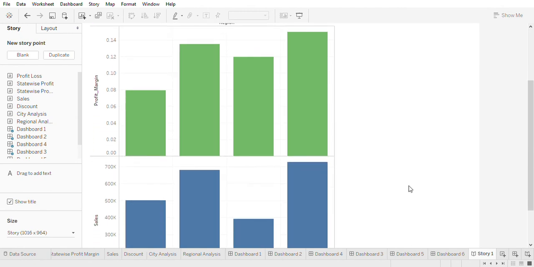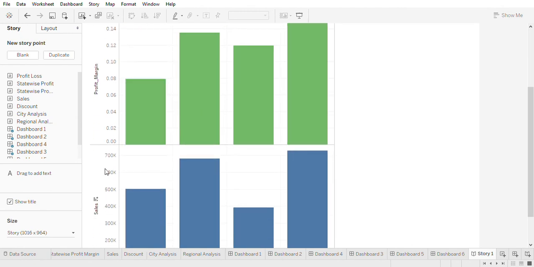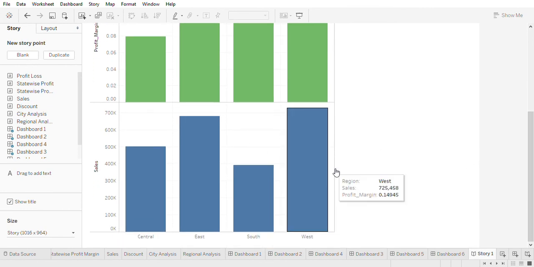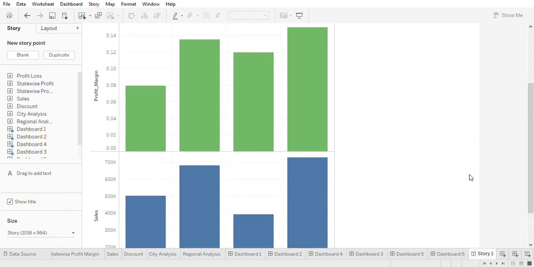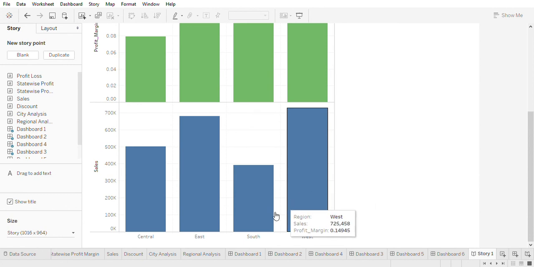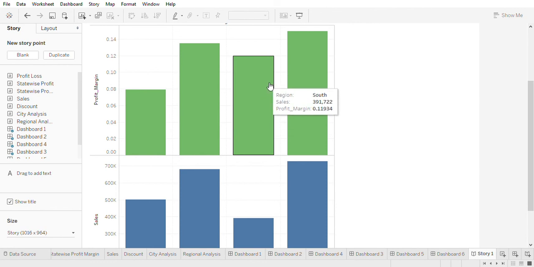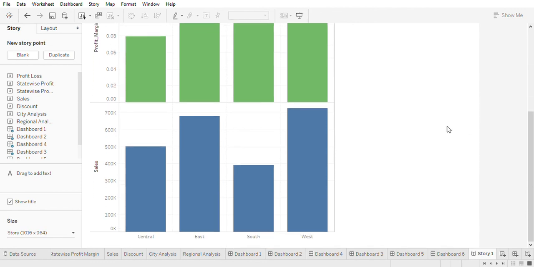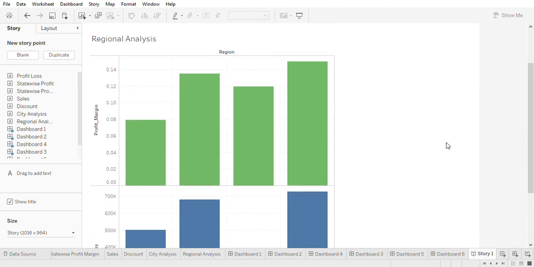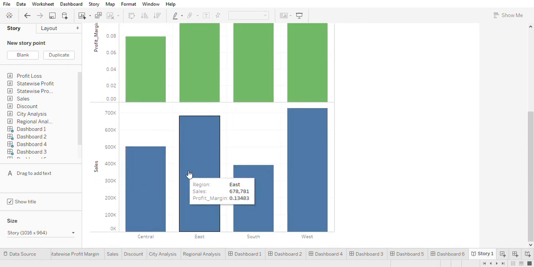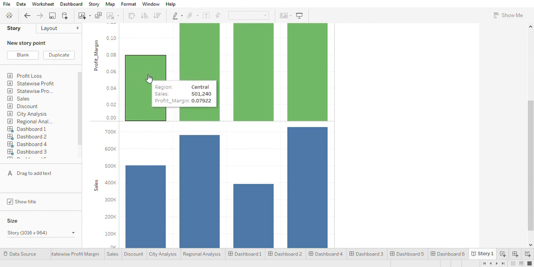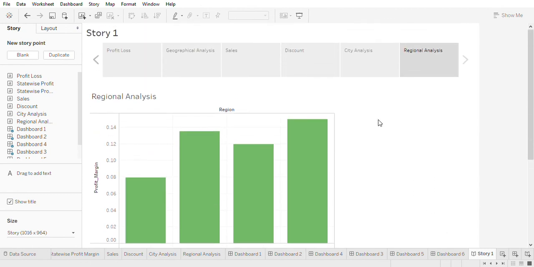And this is the regional analysis. Here profit margin and sales are on the y-axis, whereas the region of the country is on the x-axis. Even though the sales of the southern region are very low, the profit margin is high, so we can say that the southern region is performing well. But if we look at the sales of the central region and its profit margin, the profit margin is low, so the central region is not performing very well. We can conclude this from the regional analysis.